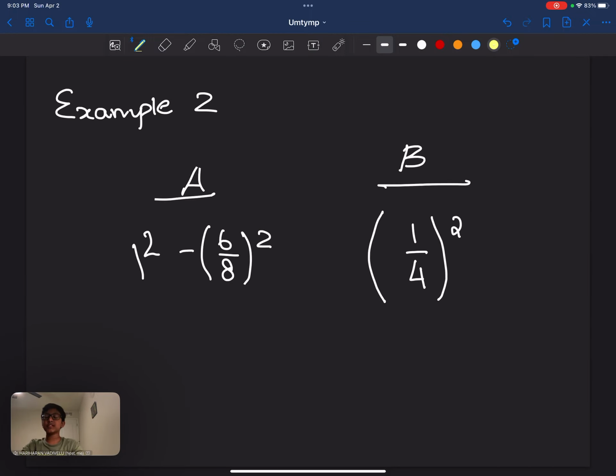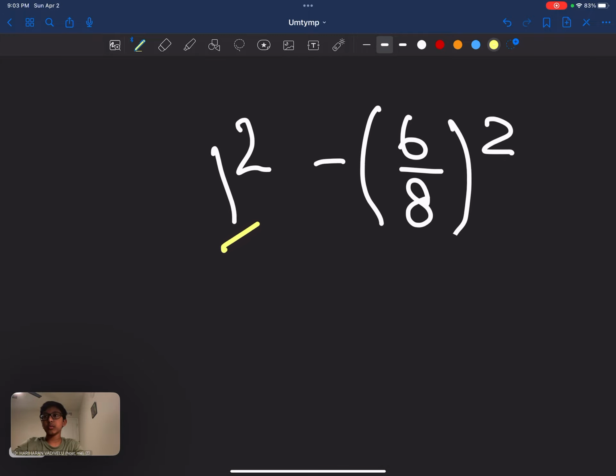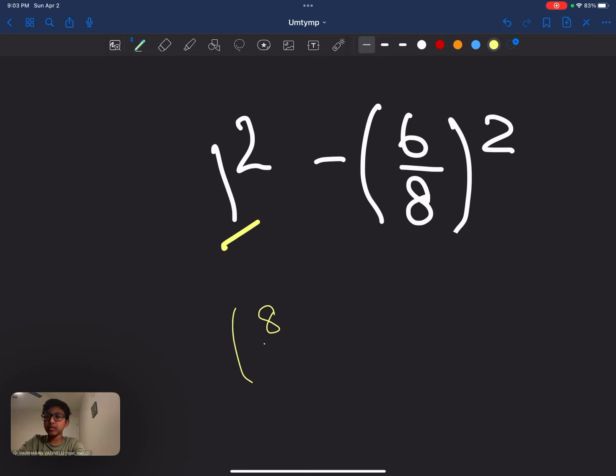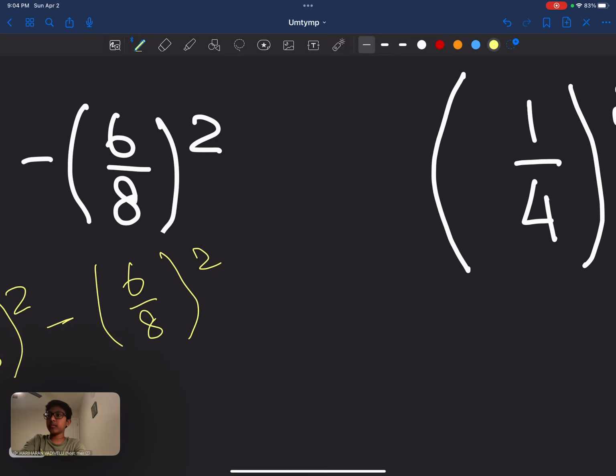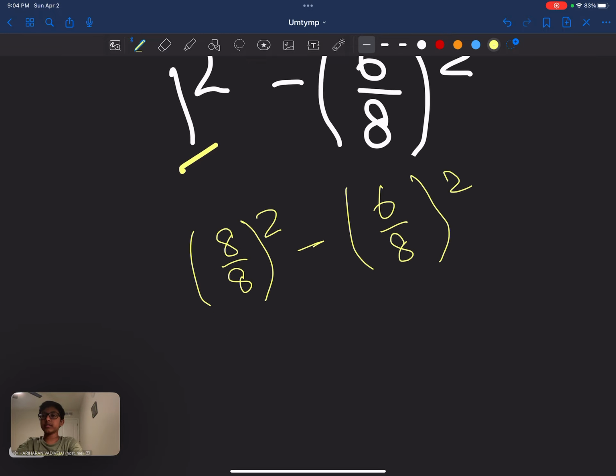Alright, so here's an example. On A we have 1 squared minus 6/8 the whole squared, and on B we have 1/4 the whole squared. So the key here is to see that this is not expressed as just 1, but 1 squared. Let me zoom in here. So 1 squared, if we put it in terms of 8, this is 8/8. So we have 8/8 the whole squared minus 6/8 the whole squared. And then this part over here is just 1/4 squared, so we can write this as 1/4 times 1/4.